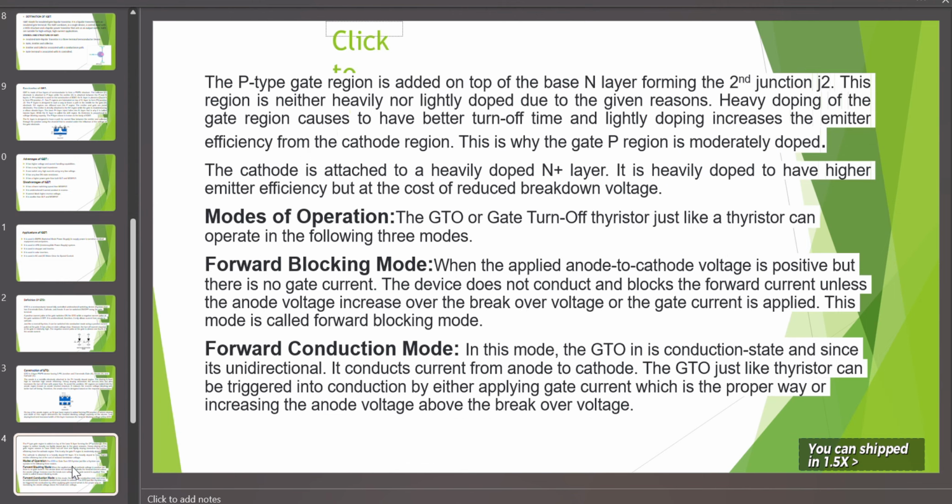Okay. Next, the P-type gate region is added on top of the base N layer, forming the second junction J2. This region is neither heavily nor lightly doped, due to a given reason. কি কারণে হয়? Heavy doping of the gate region causes better turn off time, মানে যদি বেশি ডোপিং করা হয় তাহলে টার্ন অফ টাইমটা কমানো যায়। And lightly doping reduces the emitter efficiency of the cathode region, মানে এফিসিয়েন্সি বাড়ে। This is why the P region is moderately doped.